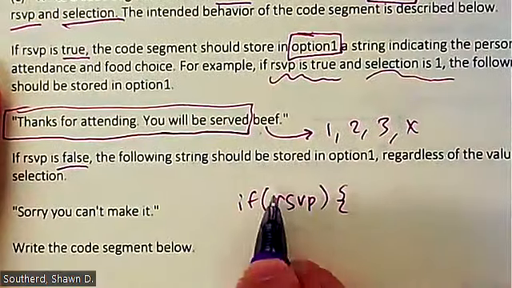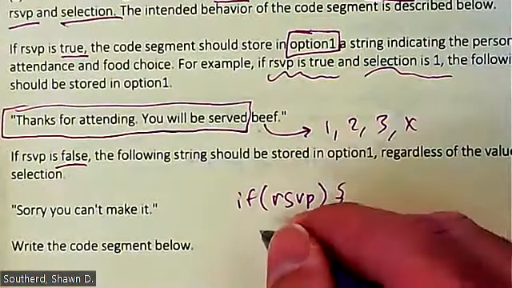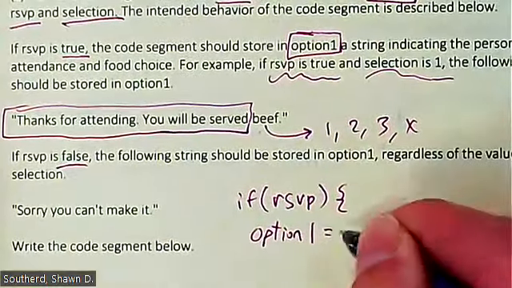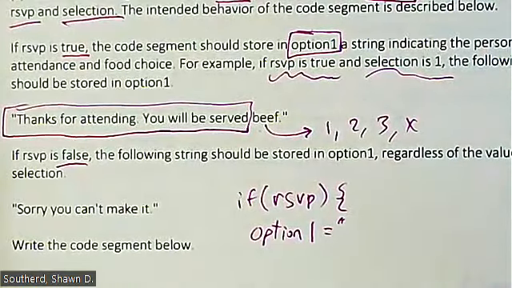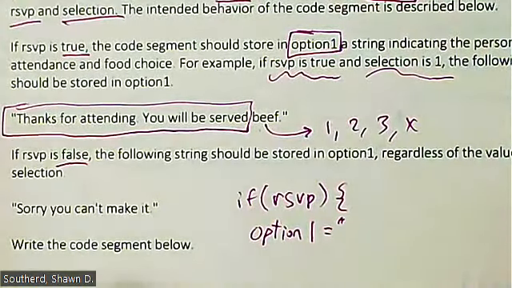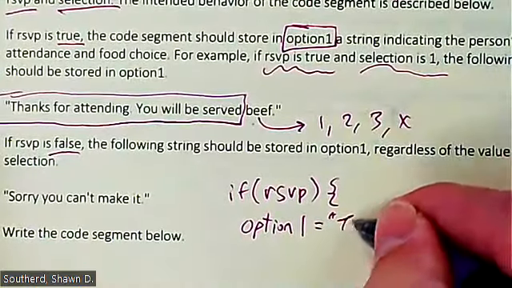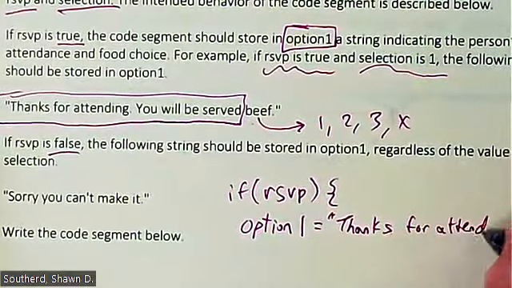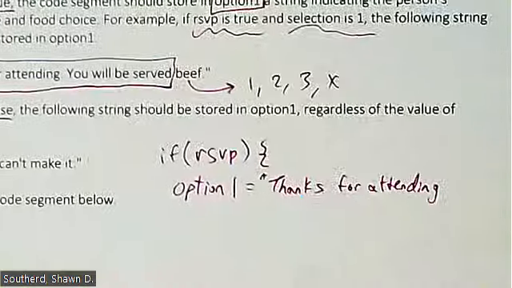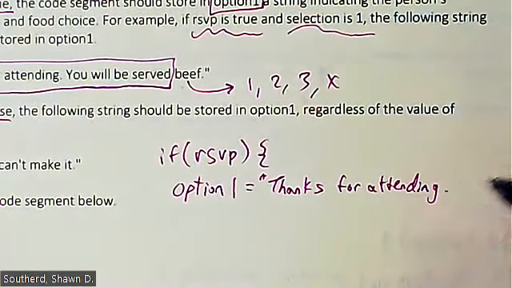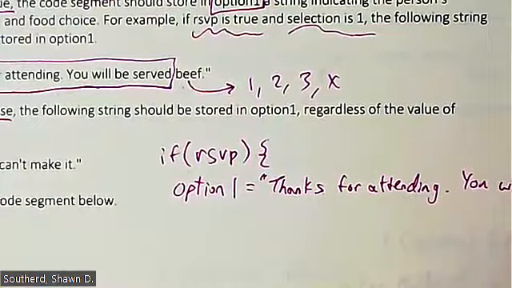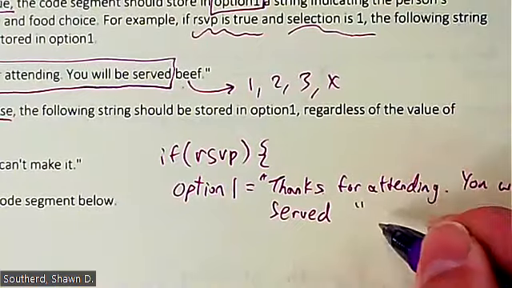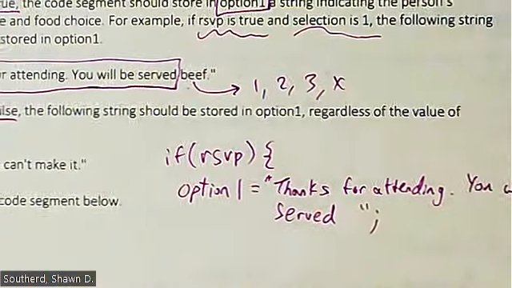So once the RSVP is true, let's go ahead and preload that first part. The order isn't as important, but the main thing they want us to do is in option 1, store that string. Remember, the variables that are already here have already been declared, and it is string for the data type. So I'm going to say, thanks for attending. And it says you will be served. And it's okay to spill over to the next line. And I'll put a space here and then a semicolon.